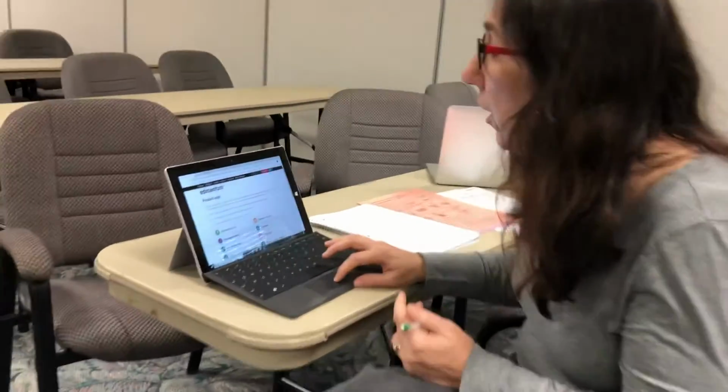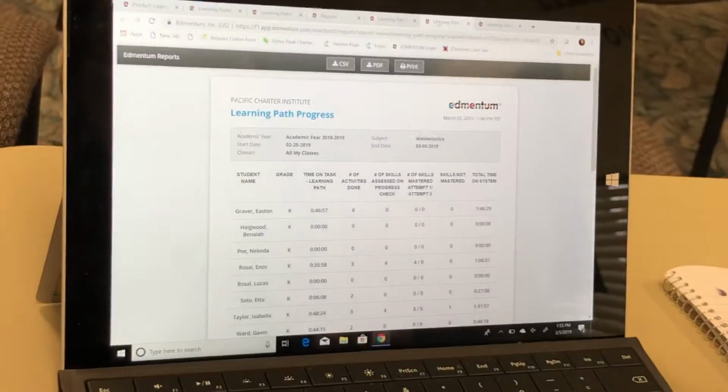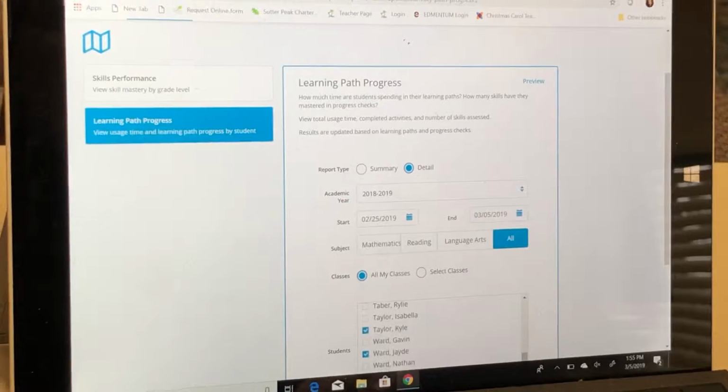Okay, so today I'd like to show you some of the ways that I use ExactPath to help my students who are struggling, and how beneficial it has been for those students. I'd like to start by showing you that when I log into ExactPath, I'm able to pull up a report. Let me show you the report screen right here.